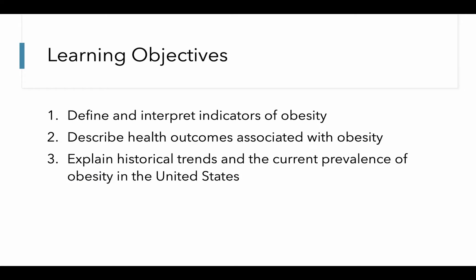There are 3 learning objectives for this series of videos. After viewing these videos, you will be able to: 1. Define and interpret indicators of obesity. 2. Describe health outcomes associated with obesity. 3. Explain historical trends and the current prevalence of obesity in the United States. This video will focus on the first learning objective, defining and interpreting indicators of obesity.